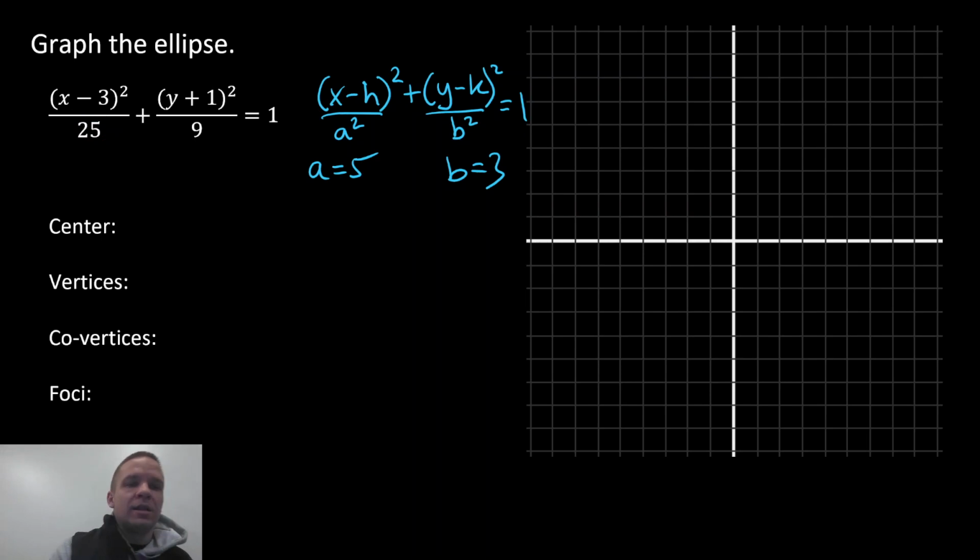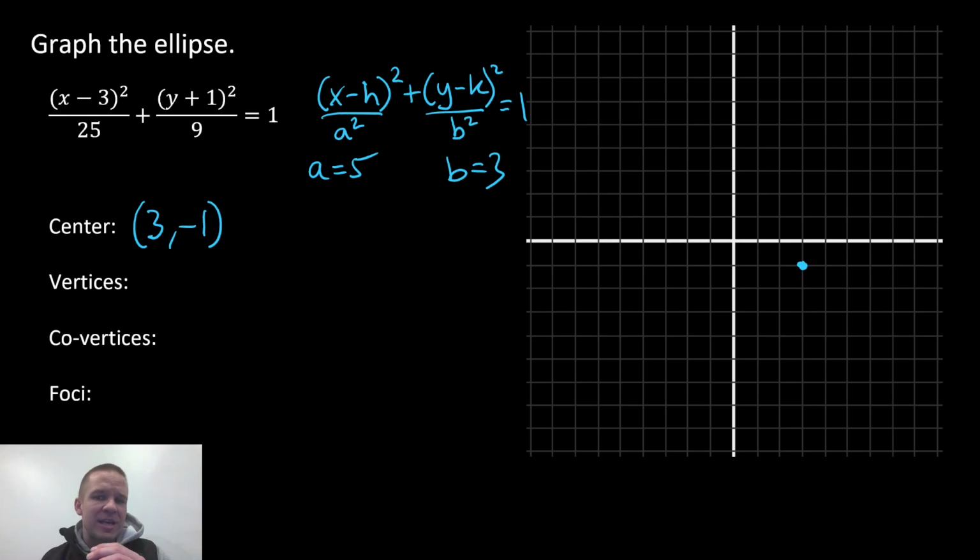All right, from there, let's get our center. Well, our center is just h comma k. I got to swap those signs from what I see in that equation. So it's going to be 3 comma negative 1 to make sure that it checks out in that equation. All right, now I'm going to plot that real quick, which is 3, negative 1. Okay.